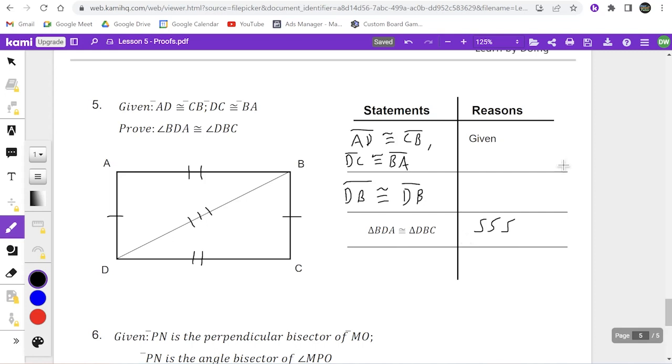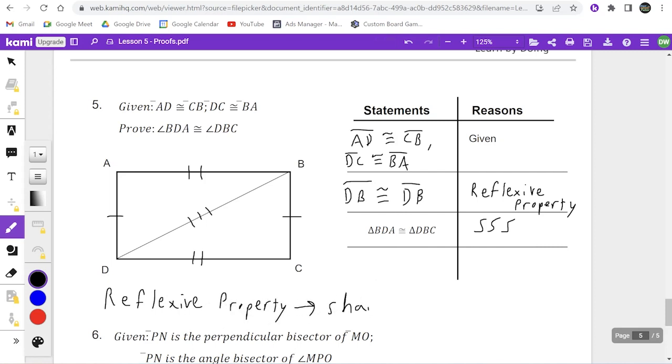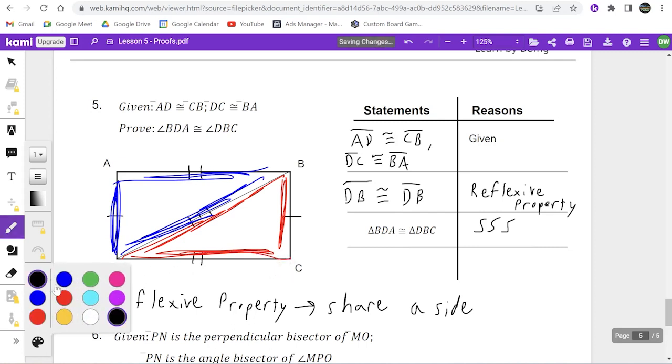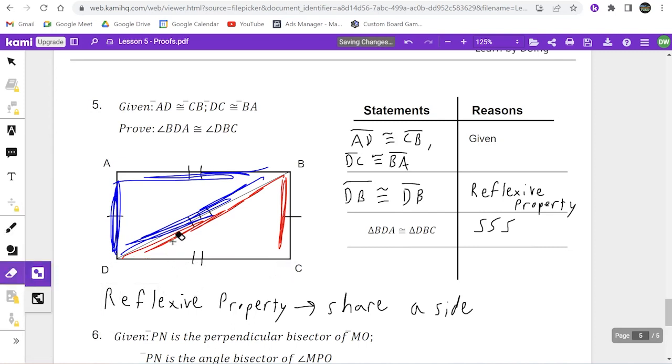And the reason why, this is called the reflexive property. I know I brushed over it when we went over the word bank, and if you missed that part, you can see it in the video. I just brushed over it. But what the reflexive property is, when you use it, you use the reflexive property when you share a side. In other words, see how the two triangles here, I'll draw this one in blue and the other one in red. See how the two triangles share that side down the middle? Yeah, that's the reflexive property. Okay. It's almost like a reflection. Yes, you can think of it like that.